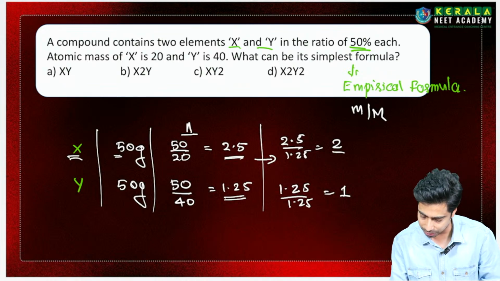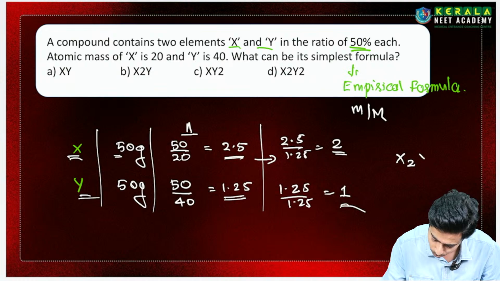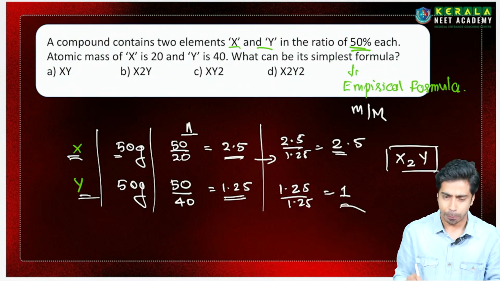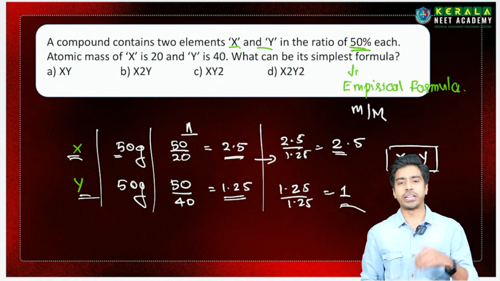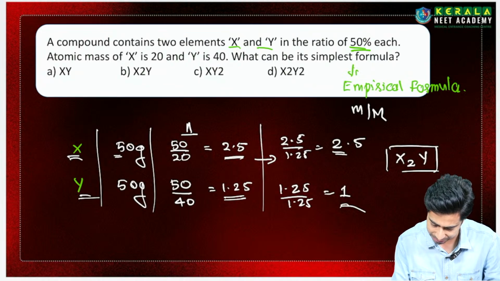Then how many atoms of x and how many atoms of y? x has 2 atoms, y has 1 atom. What is the simplest formula? x2y. And if you are getting 2.5, suppose 2.5, you multiply with 2 and make it 5. Okay, so for this one the answer is x2y.